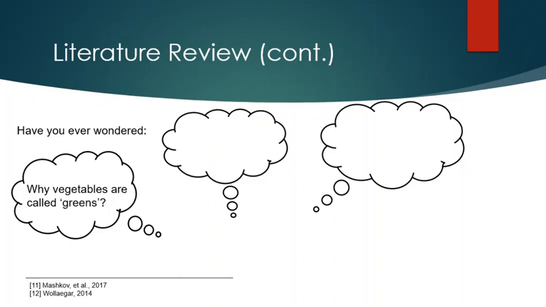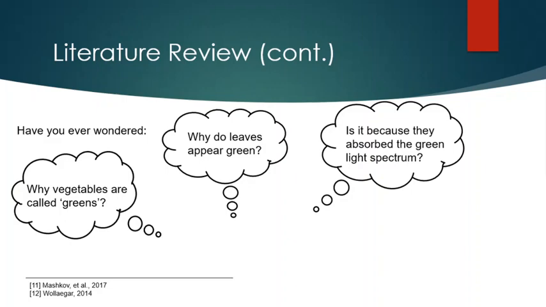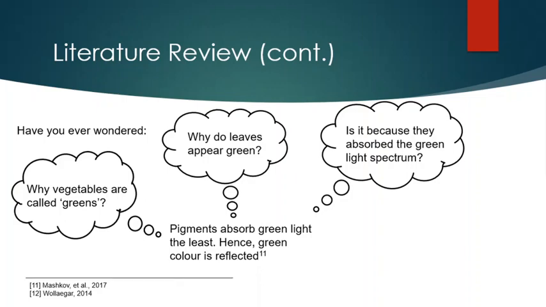Have you ever wondered why vegetables are called greens? Well, maybe it's because of the color of the leaves. Then why do leaves appear green? Is it because they absorbed the green light spectrum? The answer is no. Pigments absorb green light the least. Hence, the color green is reflected to our eyes. In other words, green light has the lowest efficiency.